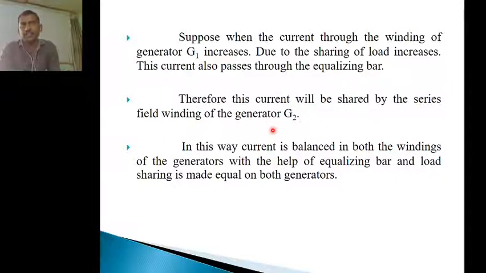In this way, the equalizing bar reduces or eliminates parallel operation failure while dealing with DC series generators and DC compound generators.